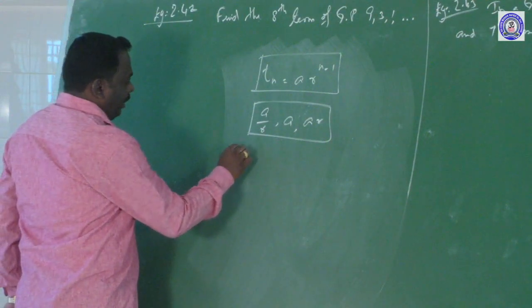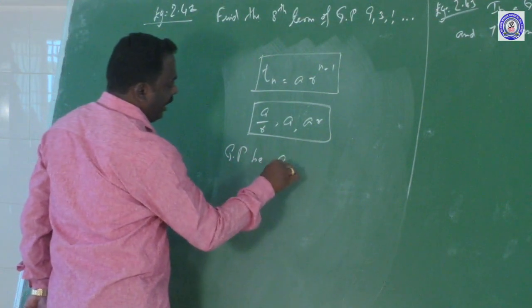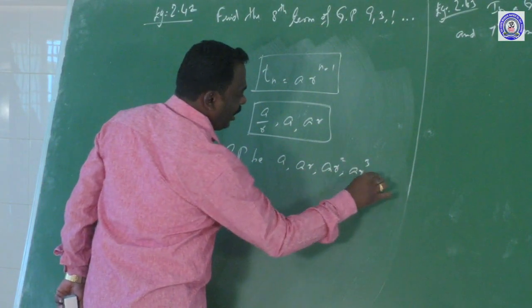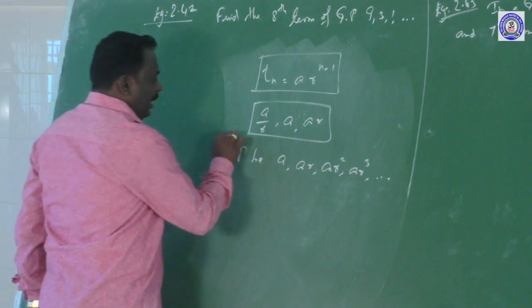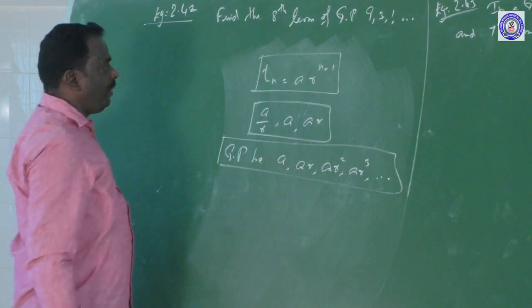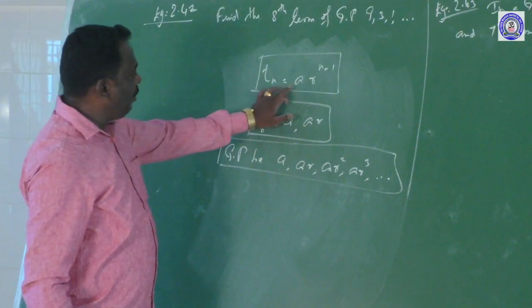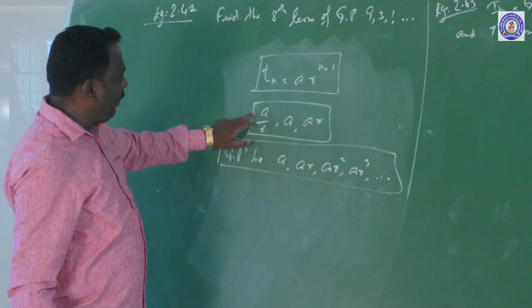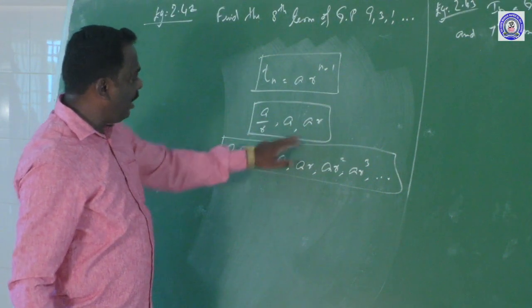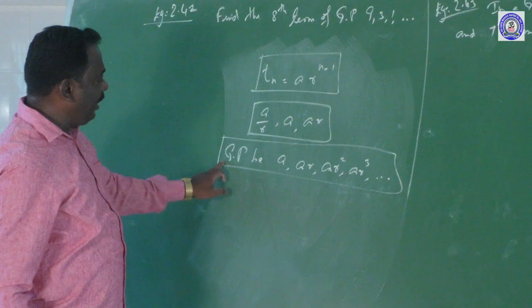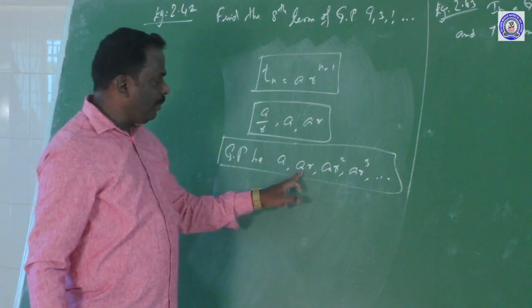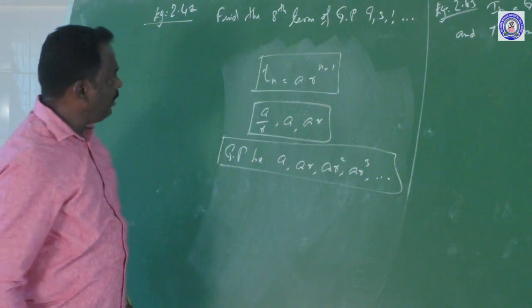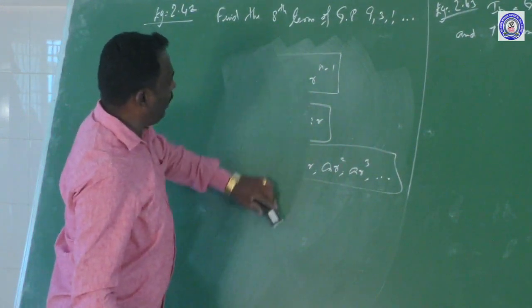Generally, a geometrical progression is defined as A, AR, AR square, AR cube, etc. It is called geometrical progression, and this is the general form. The general term is Tn equal to A into R power n minus 1, and three consecutive terms of the GP are A by R, A, AR. A GP is A, AR, AR square, AR power 3, etc. This is the formula based on the geometrical progression.